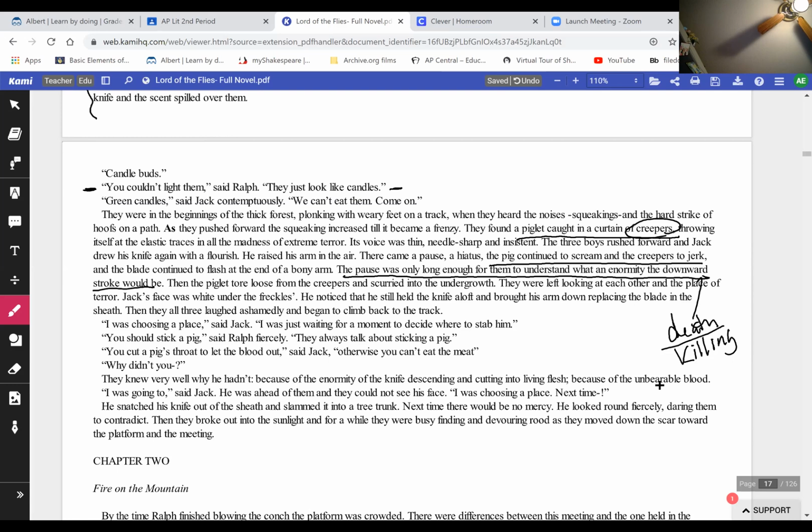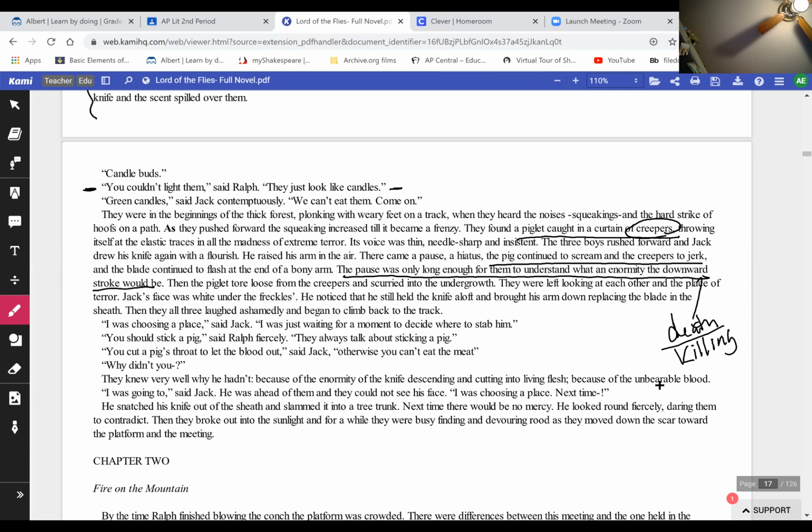And we know that if we do this, we are going to be punished severely. We're going to get our freedom taken from us. We possibly get our lives taken from us. And we understand, as it says, the enormity of the downward stroke. Even though it's a pig, the idea of killing a live thing has an immenseness to it that Jack's not ready for yet. Then the piglet tore loose and he left.